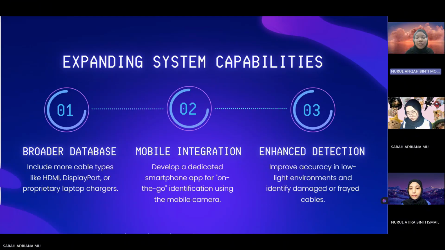For the next one, damage detection. It improves accuracy in low light environments and identifies damage such as frayed cables. It can see which cable is useful or damaged. A good one will be used for daily life, while the damaged one will be flagged and repaired or replaced with a new one for safety purposes. Next, I will give it to Atira for the conclusion.